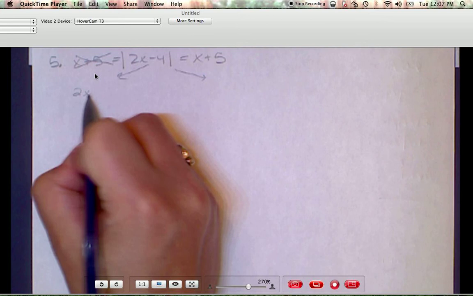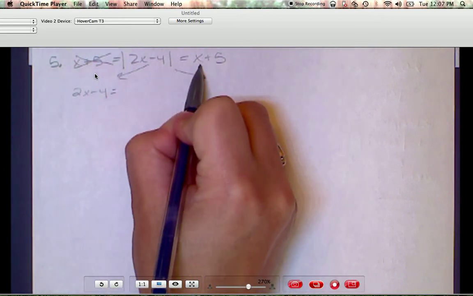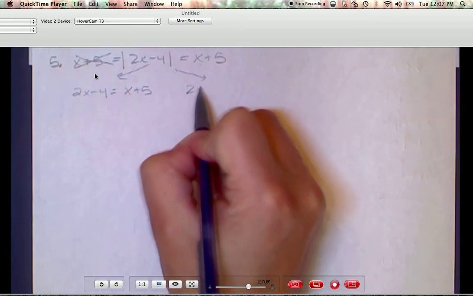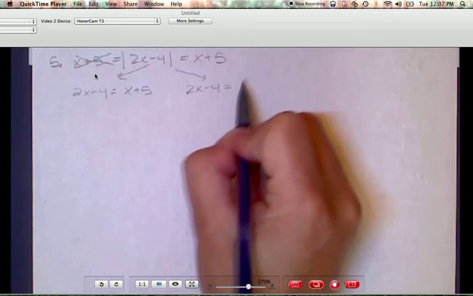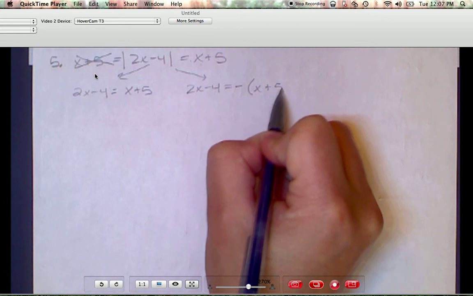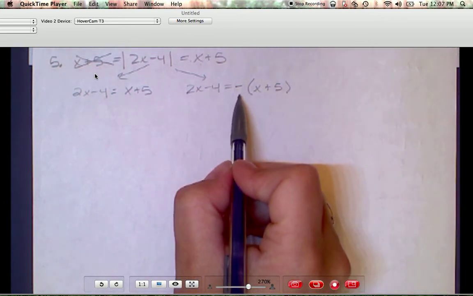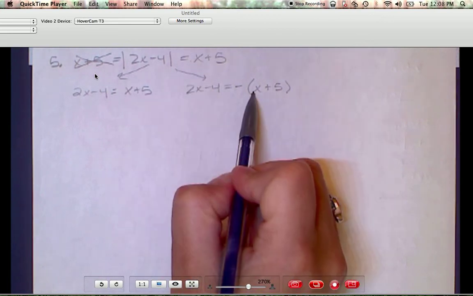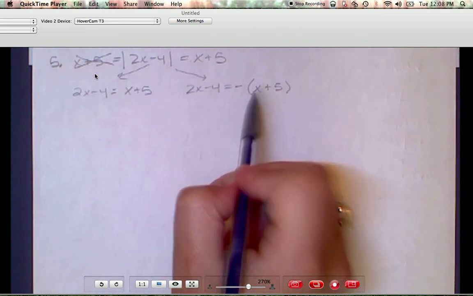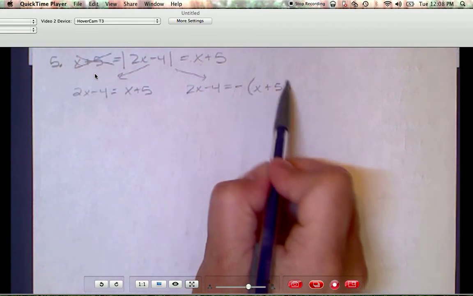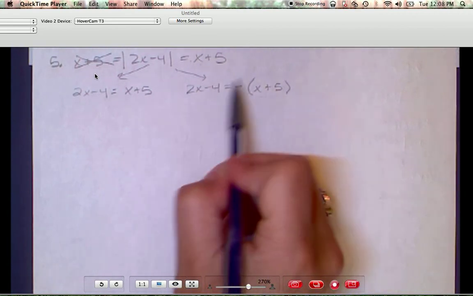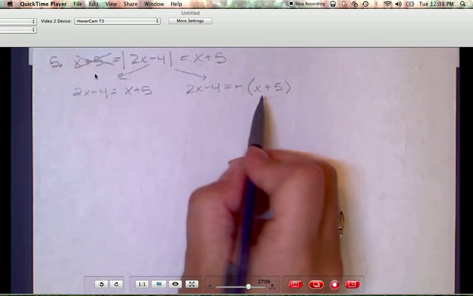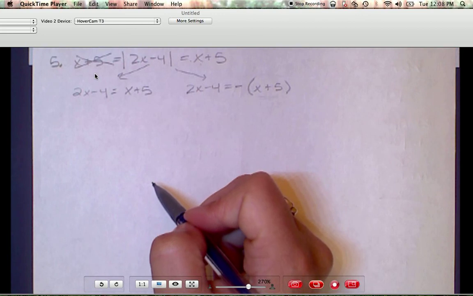So we get 2x minus 4 equals the positive version of this, which this is the positive version of it, or 2x minus 4 equals the negative version of it. Now, you cannot just put a negative in front of it without the parentheses, because then you're only making the x negative, or the opposite. So you need to put a negative in front of the whole thing and put parentheses around it, so we're making the whole thing negative. That is the toughest part. Once you've done that, then it's just a matter of solving the two equations.